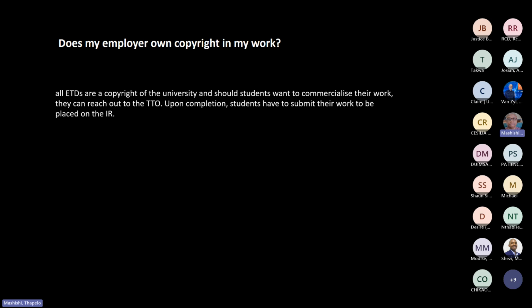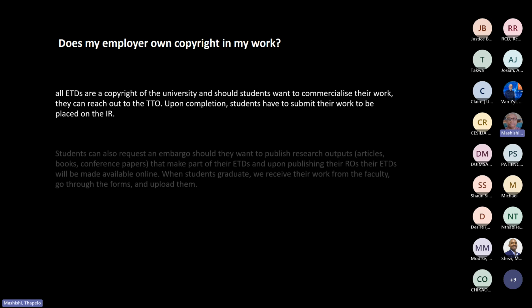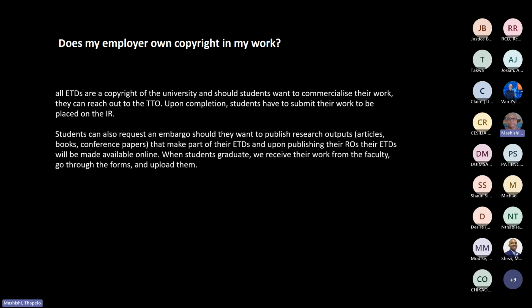So basically, I think one of the confusions that comes up is that students come back to the university and say, why is my work available online? I didn't give permission to the university to do this. It is because, as part of being a student at the university, you actually sign over your copyright to the university. So sometimes they see their thesis or dissertation in the institutional repository and assume that it has been published without their knowledge. Okay, students can also request an embargo should they want to publish their research outputs, such as articles, books, or conference papers that form part of the ETDs. And upon publishing their outputs, this will be made available online.